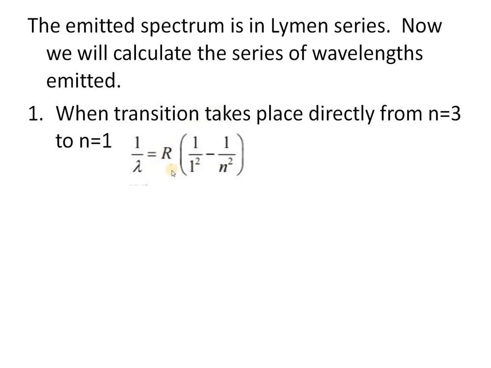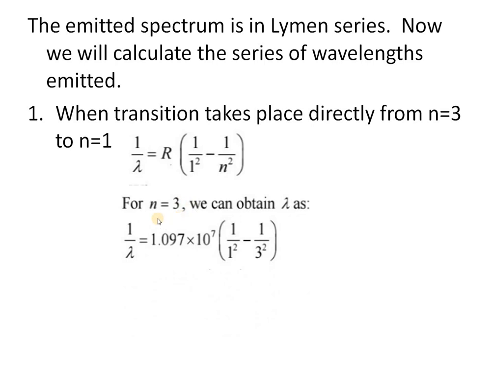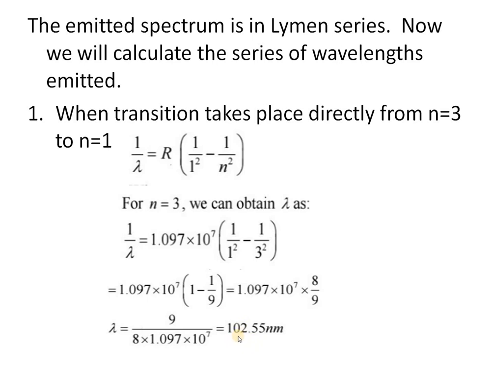We know that for the Lyman series, n1 is equal to 1, n2 is equal to n. So 1 by lambda is equal to R into (1 by 1 square minus 1 by n square). Now R is nothing but the Rydberg constant. Now if you substitute, that is for n is equal to 3, because the electron transits from n is equal to 3 to n is equal to 1, so n1 is equal to 1 and n2 is equal to 3. So if we substitute, we are going to end up with lambda equal to 102.55 nanometer.